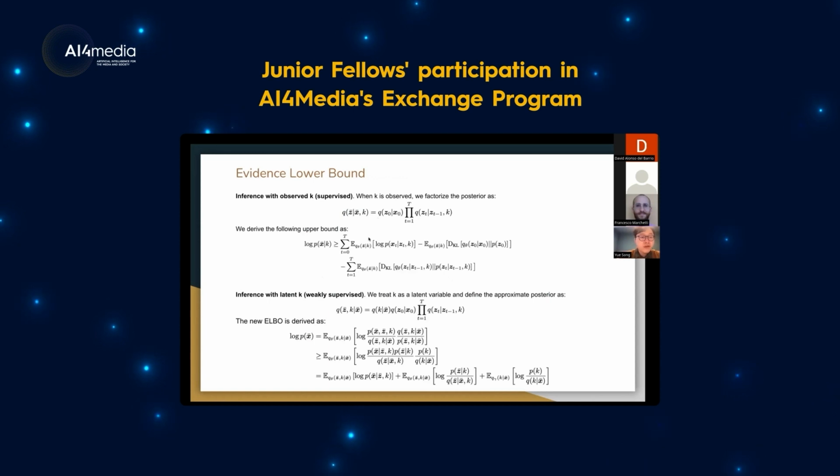And here we also derive the evidence lower bound of our framework. When k is observed, our framework is supervised, and we have the evidence lower bound, which has the reconstruction term and the KL divergence between the posterior and the prior. When k is not observed and is inferred, we use another posterior to infer k from the sequence x bar. And in the evidence lower bound, we have a new term, which is calculated as the KL divergence between the posterior of k and the categorical distribution of its prior.